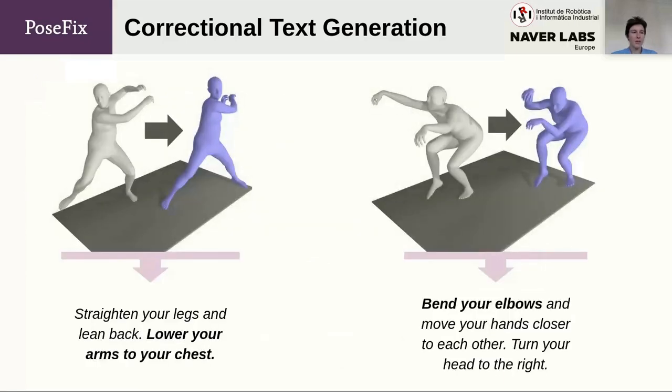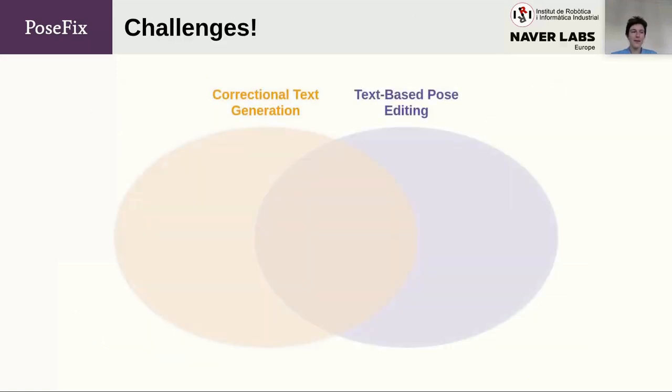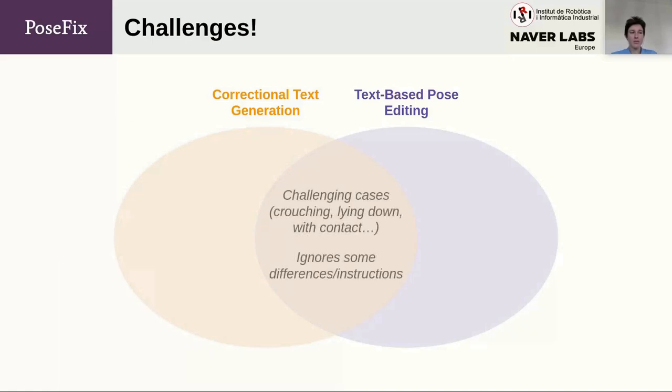As a result, our model generates textual instructions explaining how to modify the source pose to produce the target pose. It focuses on the main differences and is able to provide egocentric instructions. Here, lower your arms to your chest. The presented results are promising, but there is still room for improvement. For instance, the model struggled with rare poses and tends to ignore some differences or instructions.